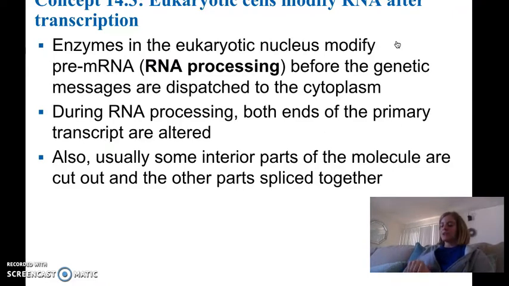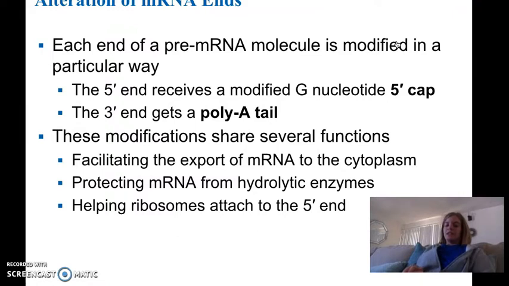And so during RNA processing, both ends of the pre-mRNA primary transcript are altered, and there's also some cutting of the molecule that occurs. So we'll talk about both of those things. The 5' end of the pre-mRNA receives something known as a 5' cap, and this is usually made up of G nucleotides. And then the 3' end usually adds about 50 to 250 A adenine nucleotides, and this is something known as the poly A tail. Remember, poly means many, so it's just like many adenines.